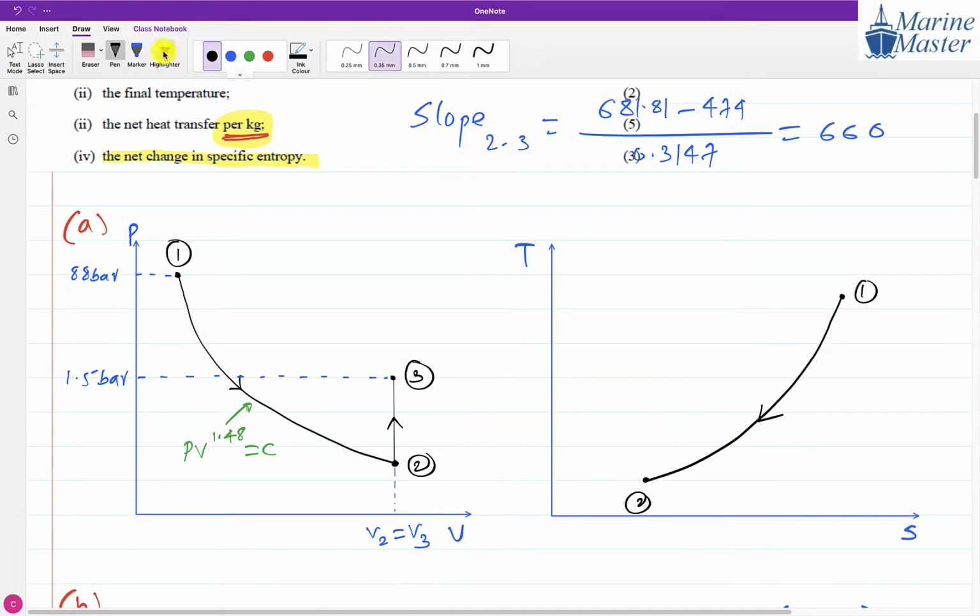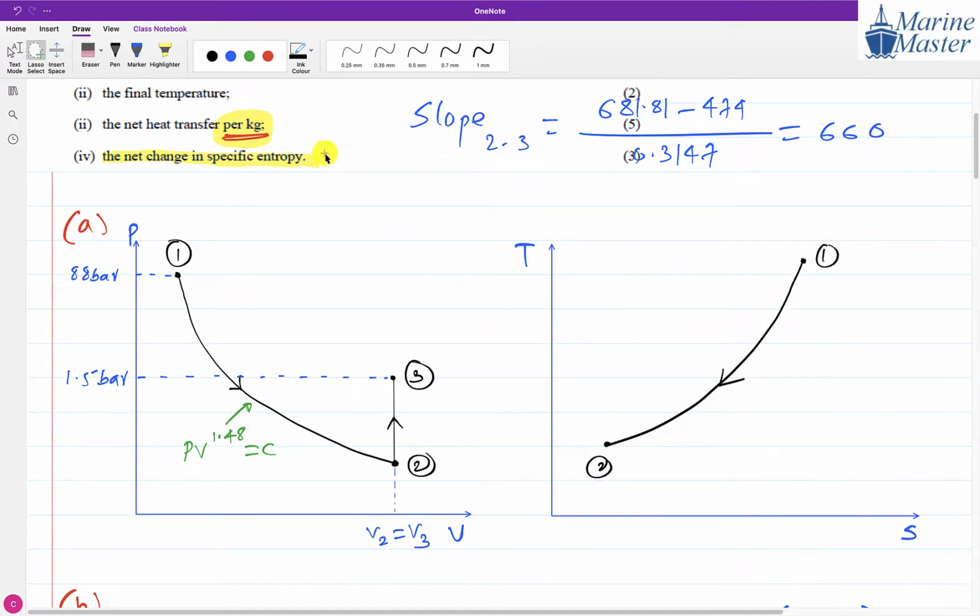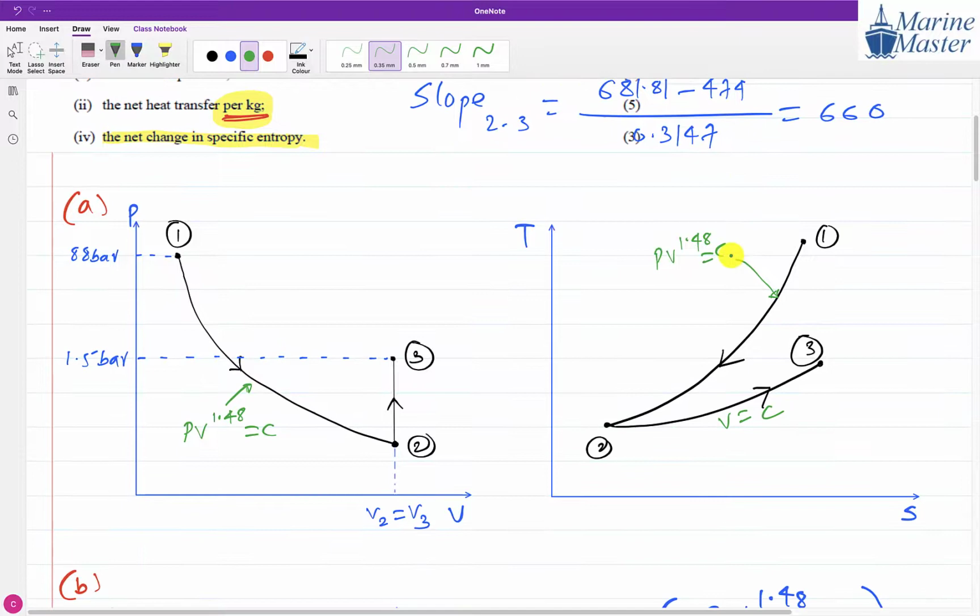So I am going to shape this one a little bit further on this side. And then 2 to 3 will be this. Our 2 to 3. The temperature at point 3 is less compared to the temperature at point 1. So this is our polytropic process. For the polytropic process, PV raised to the power 1.48 is equal to constant, and for this one V is equal to constant. You got it? Why is the slope less here?